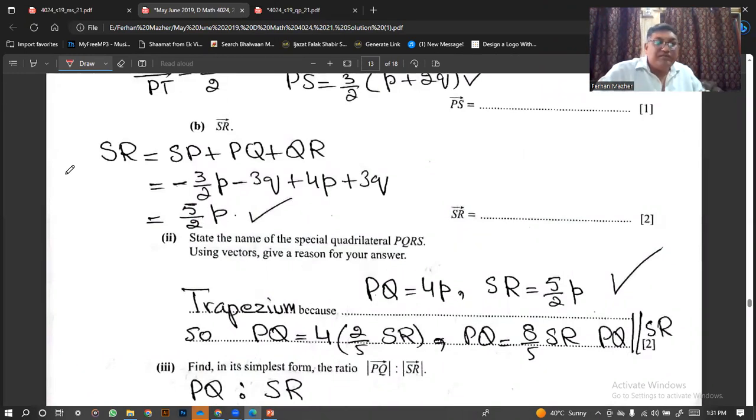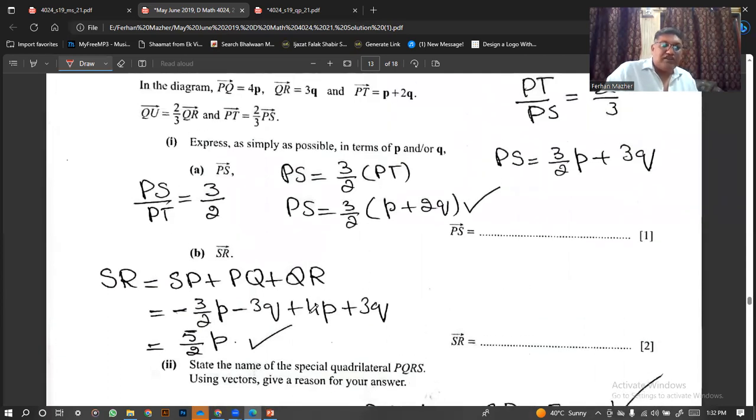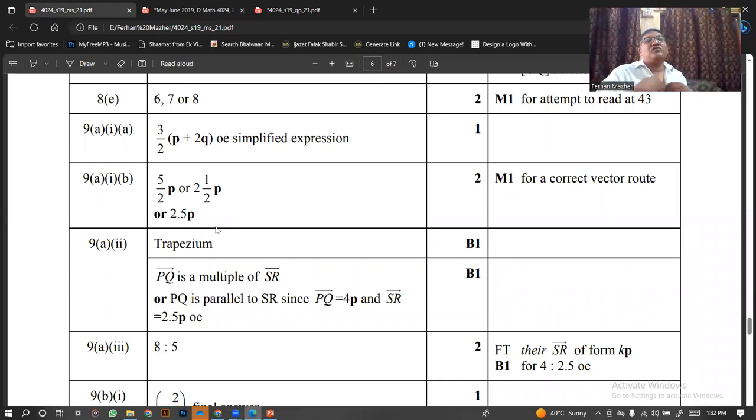You know the SP, we just calculated that, but it was PS. So the SP will be the same thing, but the signs will change. So minus 3 by 2P minus 3Q plus, the PQ is 4P and the QR is 3Q. So this and this is gone. So when you take their LCM, you will have 5 by 2 of the P. So that is the answer, sir.